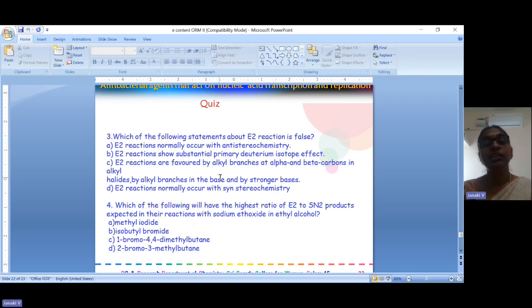And then the next one is, which of the following will have the highest ratio of E2 to SN2 products expected in their reactions with sodium ethoxide and ethyl alcohol? Methyl iodide, isobutyl bromide, 1-bromo-4,4-dimethyl butane, and 2-bromo-3-methyl butane. So here option D is the correct answer.